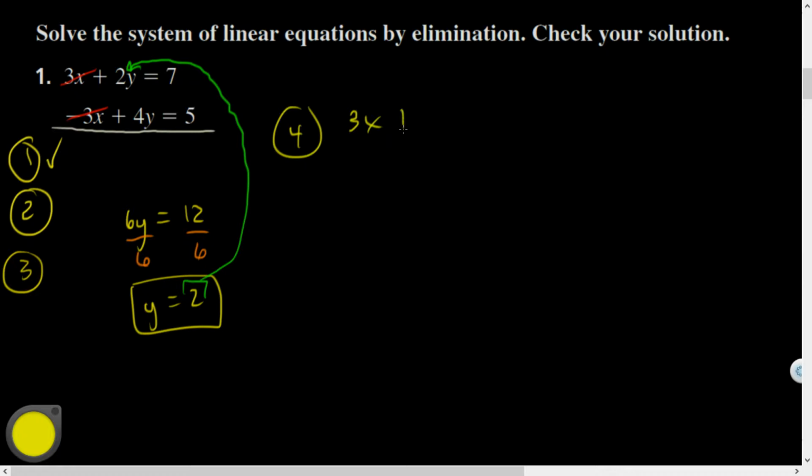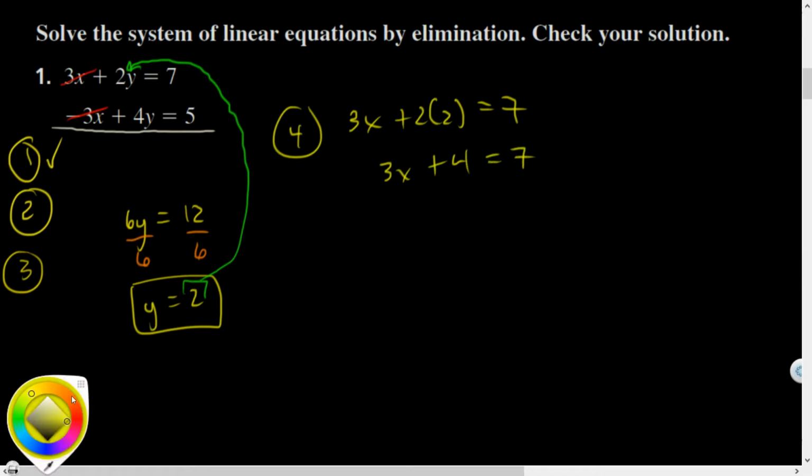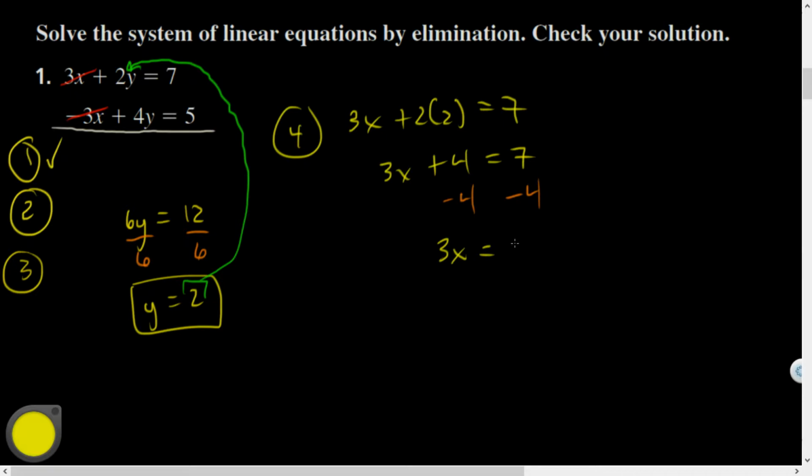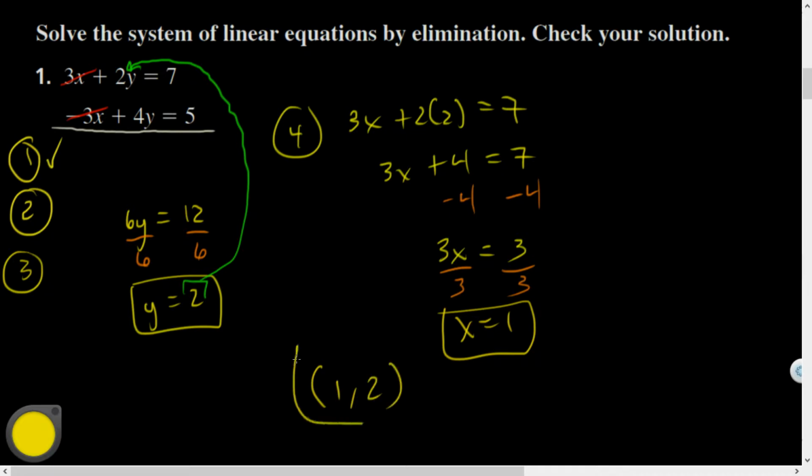So 3x plus 2 times 2 is equal to 7. 3x plus 4 equals 7. Subtract 4 from both sides. Hopefully you guys are getting lots of good practice on solving multi-step equations. 3x equals 3. Ooh! Divide by 3, divide by 3. And I get x equals 1. So my solution is 1, 2. Done.